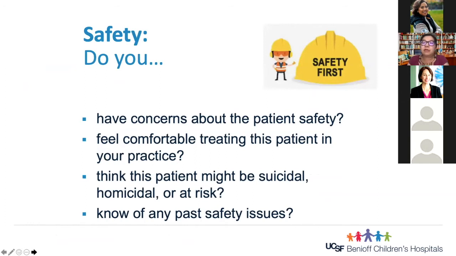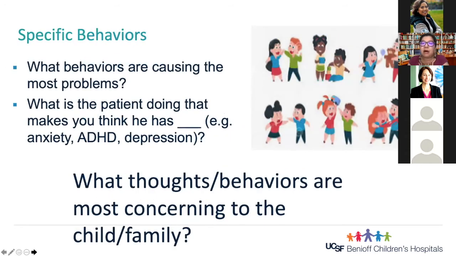So of course we care first and foremost about safety. We might ask if the primary care provider has any concerns about the patient's safety. Are they safe? Are the parents safe? We'll then go and ask about specific behaviors. What are the behaviors that they're seeing in the home or what they're reporting from school?